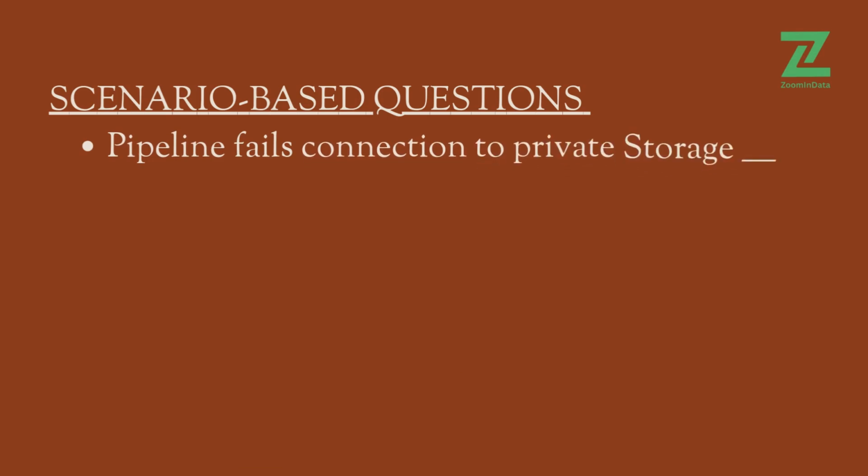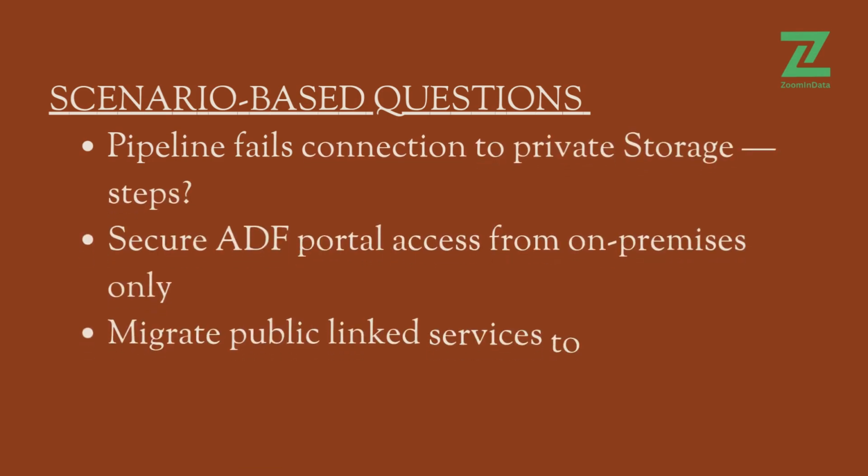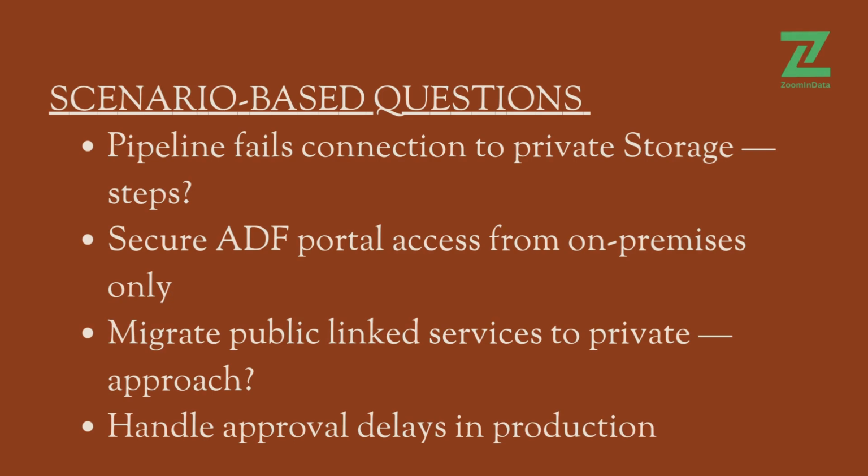Now for some scenario-based questions. Imagine your pipeline suddenly fails to connect to a private storage account. What troubleshooting steps would you follow?